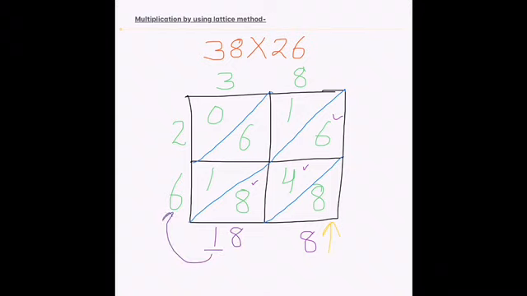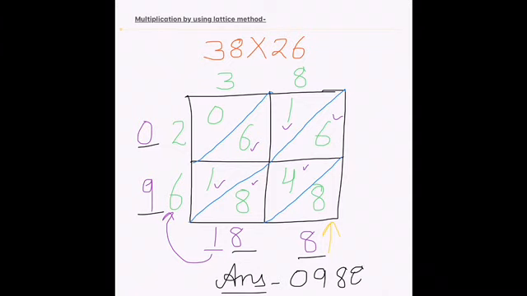Now start writing the answer. It will be 0, 9, 8 and 8. Fine. So these 4 numbers we are going to write. 0, 9, 8 and 8 will be our answer. As you know, there is no value of 0 on the leftmost, so we can remove this. Fine. So this is our answer for this question.